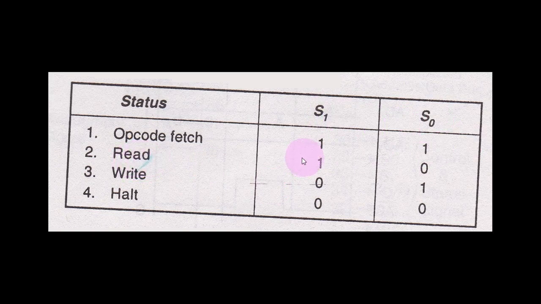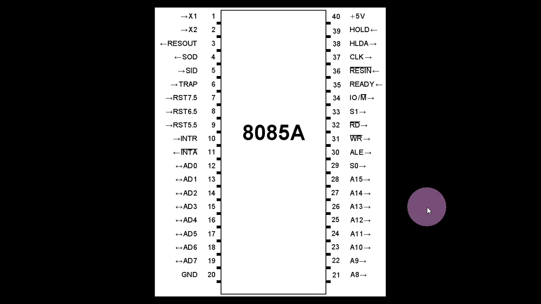And if it is 1 and 0, then it means that we are reading something. Whatever we are reading, we do not know. It could be an input output device or it could be a memory device. So if S1 is 1 and S0 is 0, it's a read operation. If it is otherwise, that means S1 is 0 and S0 is 1, it is a write operation. And if both of them are 0, that means we are in a halt state. We have stopped our computer. So this is the meaning of these status bits, S1 and S0.